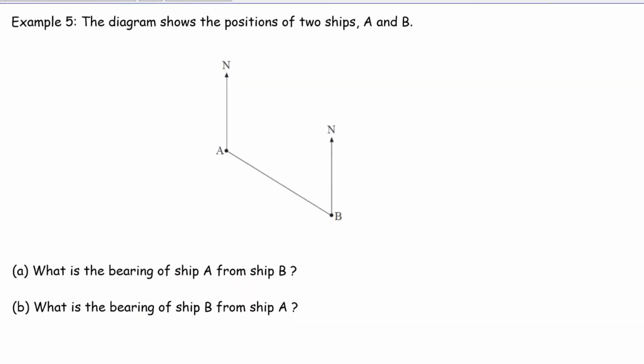The diagram shows the positions of 2 ships A and B. What is the bearing of ship A from ship B? That means what is the direction of ship A from ship B? So basically you are standing at ship B facing north. What angle do you need to turn clockwise before you can see ship A, or face directly ship A, or move from ship B to ship A?